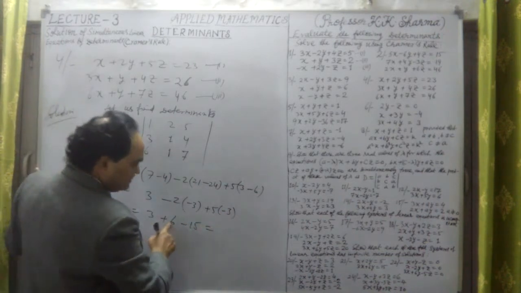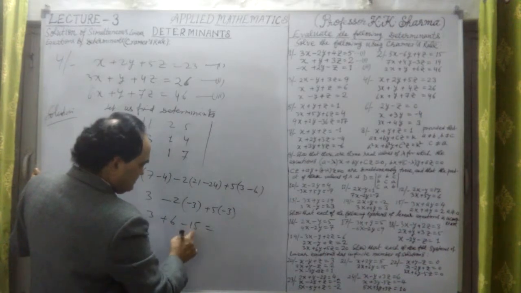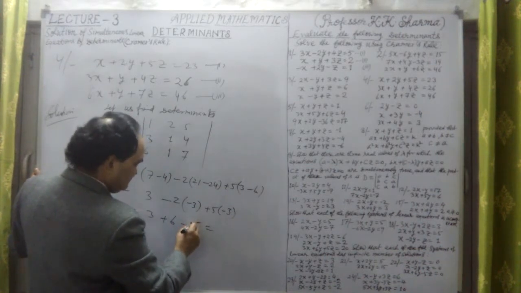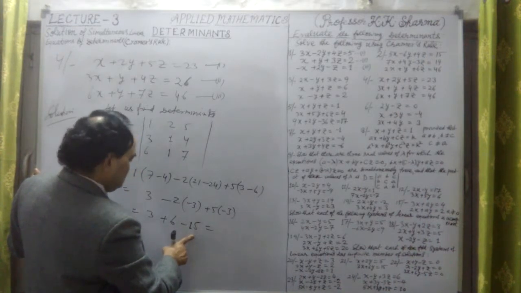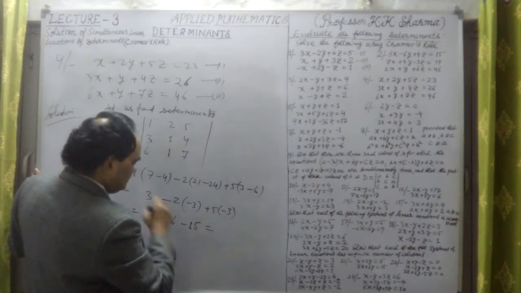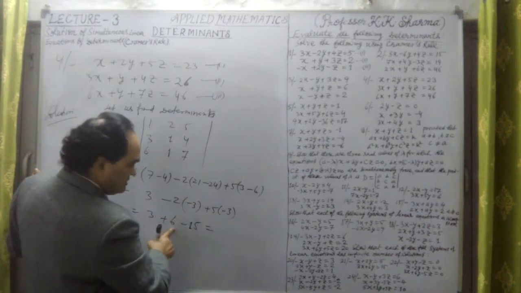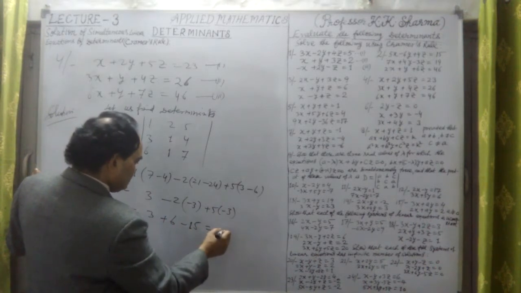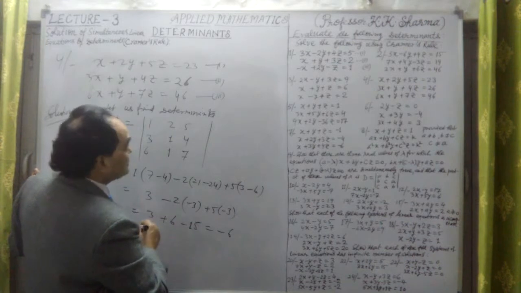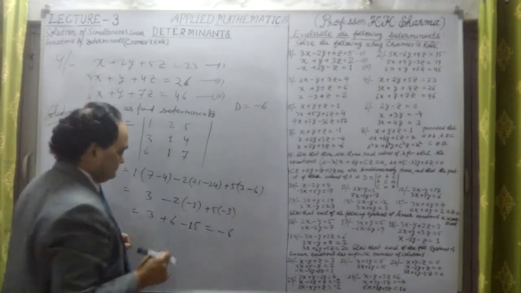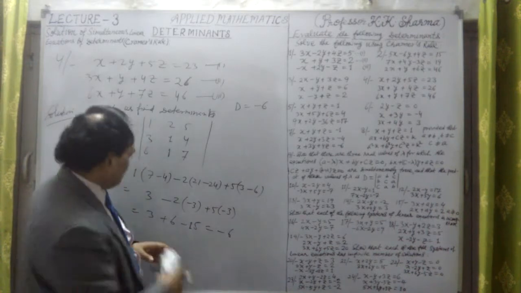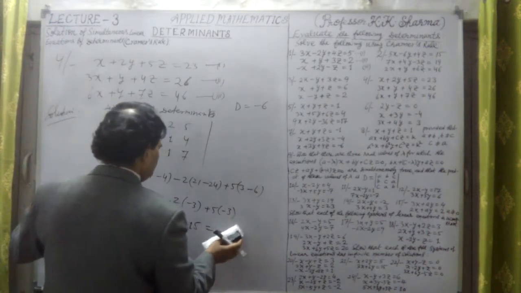Okay, 6 plus 3 is 9. 9 minus 15. 3 plus 6 is 9, 9 minus 15 is minus 6. Yes, it is minus 6 here. So D is equal to minus 6. Okay, so the value of D is minus 6.